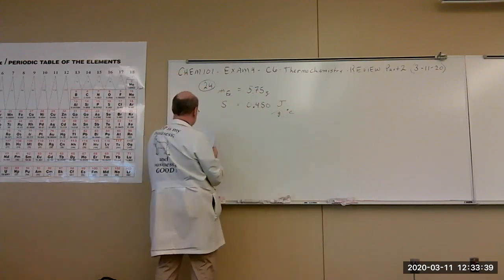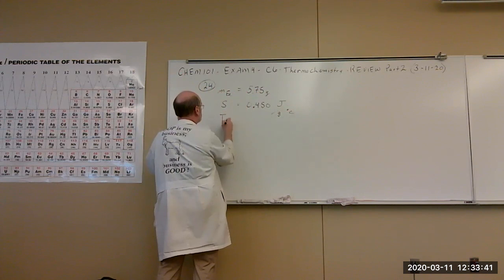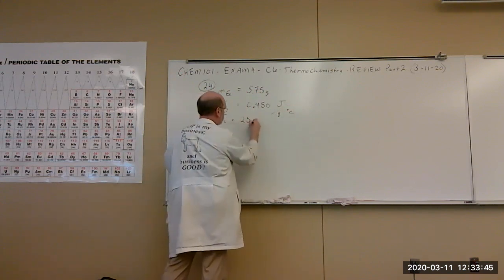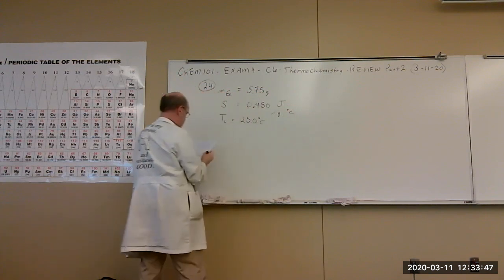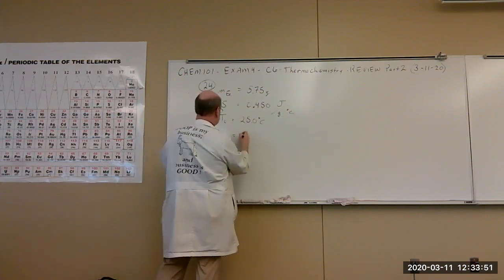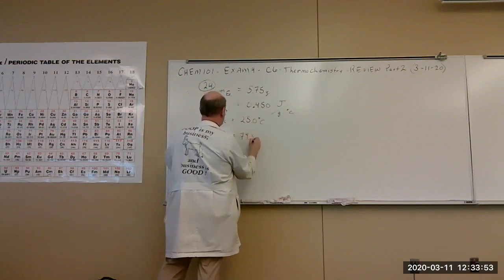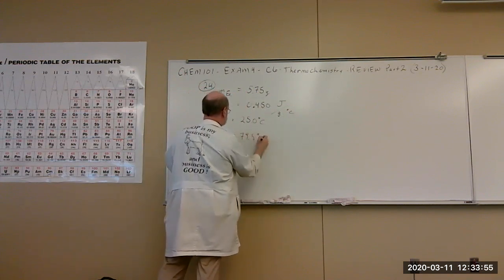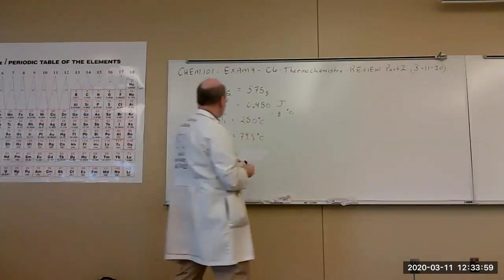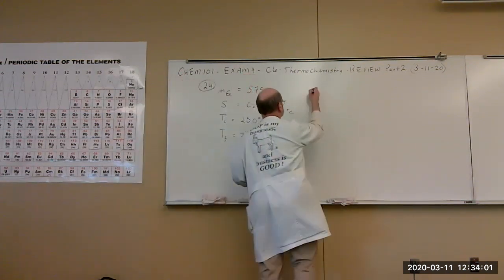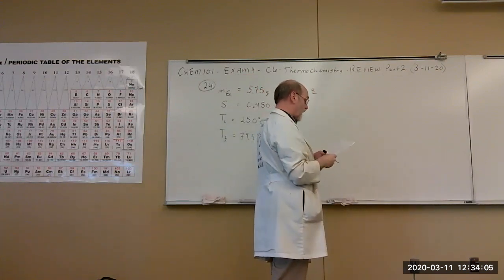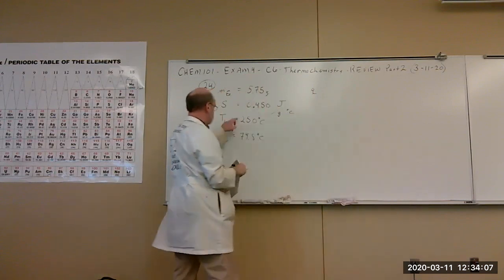The initial temperature is 25 degrees, and the final temperature is 79.8. Okay. And the question is, how much heat is produced? Actually, how much heat is required to raise the temperature from here to here?